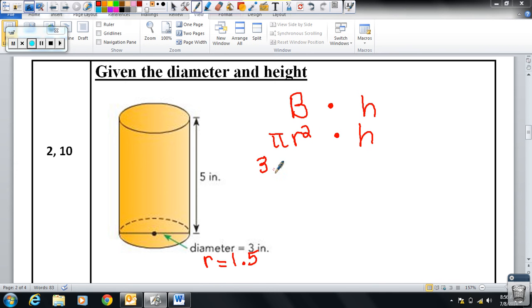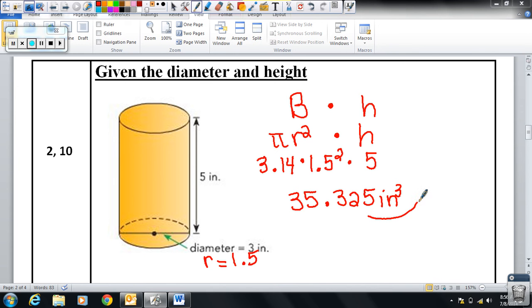We're going to use 3.14 for pi times a radius of 1.5 squared times our height, which is 5. When we multiply that through, it gives us a value of 35.325 cubic inches. And remember, volume is cubic, so make sure we label it correctly.